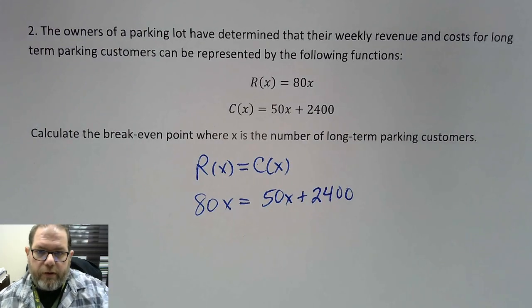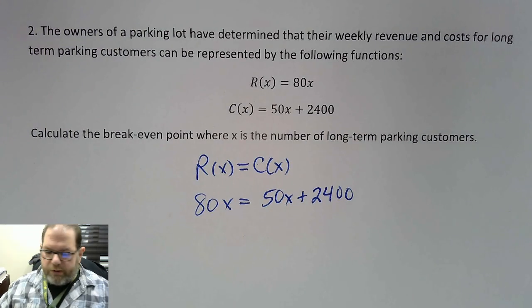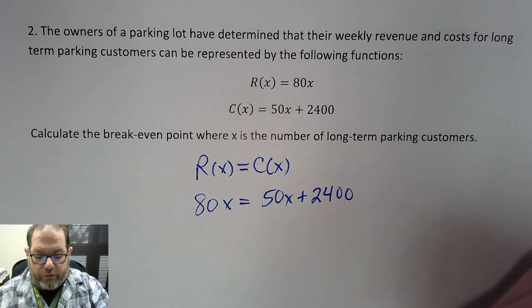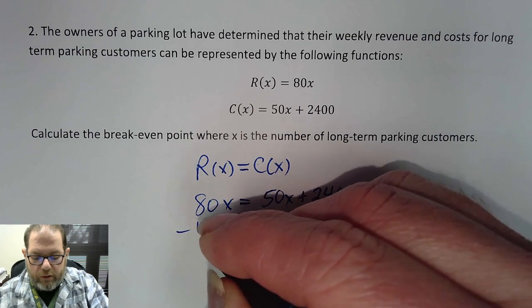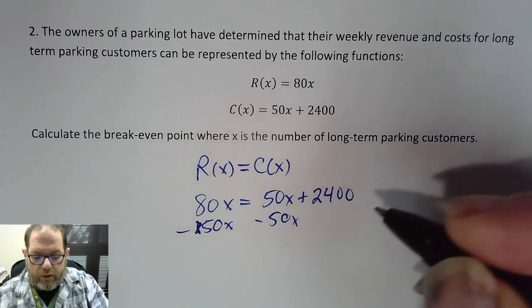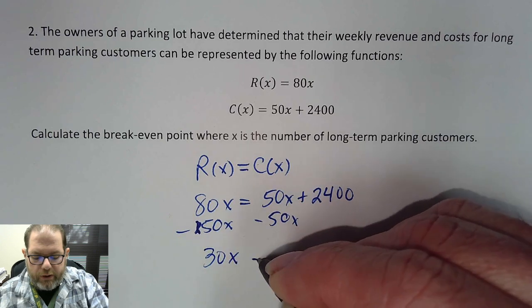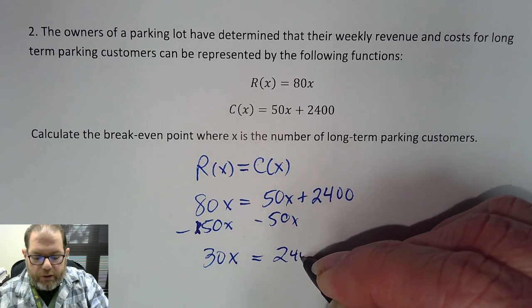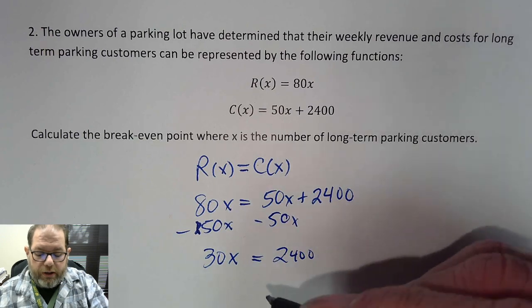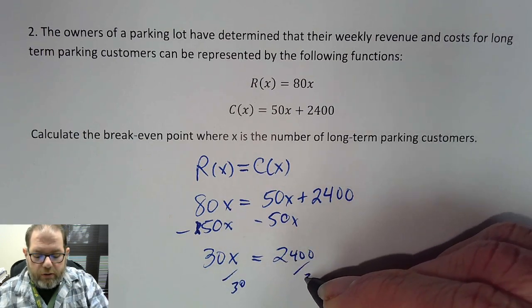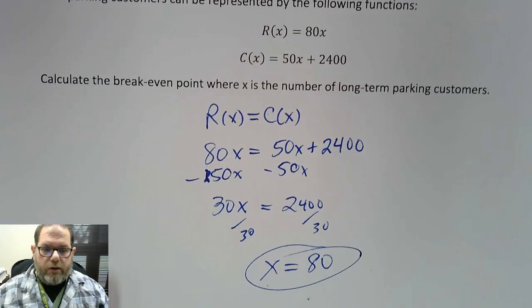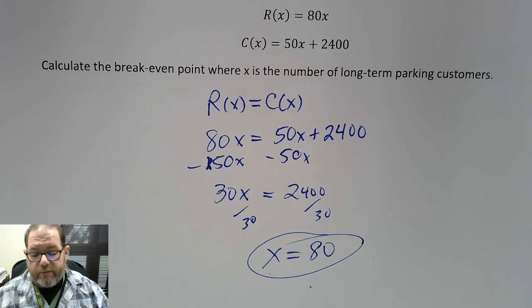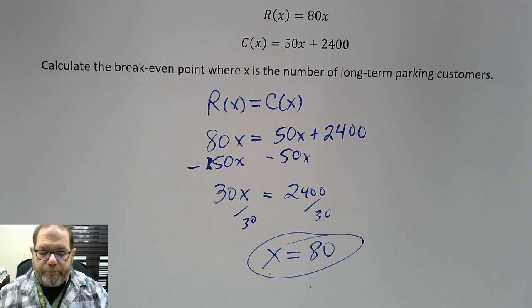Okay. And so we go ahead and solve this. We subtract over the 50x. So that leaves 30x equals 2400. And then dividing by the 30, that means if we can sell 80 items, then we anticipate being able to break even, at least under this scenario. So 80 long-term parkers in this case.